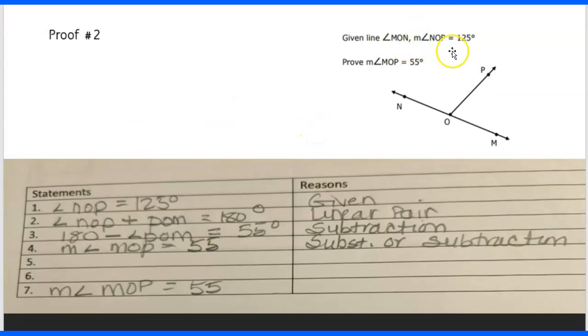I'm given that angle, or given line MON, excuse me, and then the measure of angle NOP is 125. Now this is a line. That means it's a straight line. It can't be a line if it's not straight. That means 180 degrees. So there are some things that I can assume here. Then they told me that NOP equals 125, but now I have to prove that this equals 55.